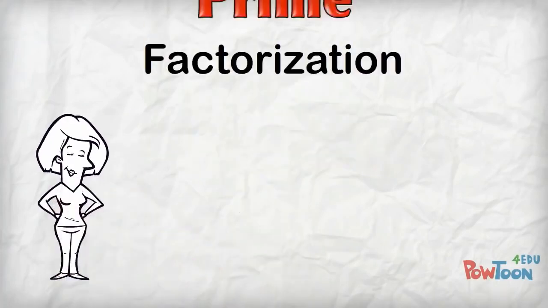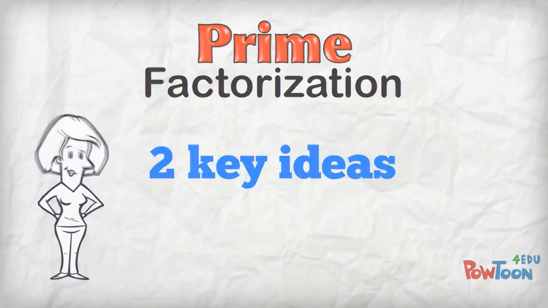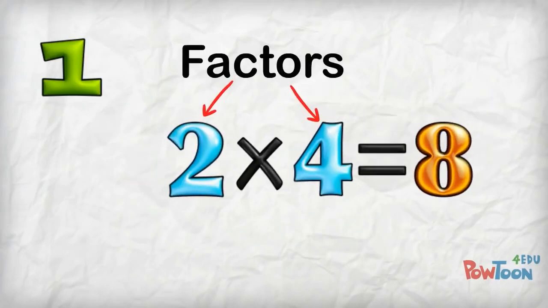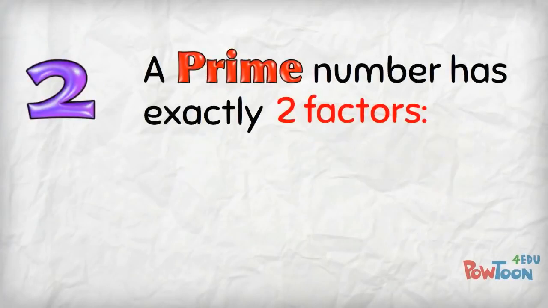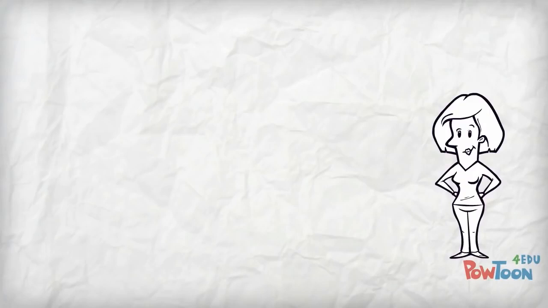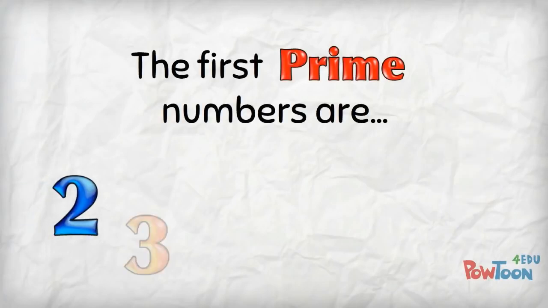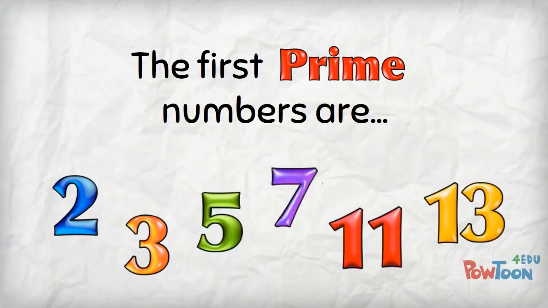Before we get into prime factorization, there are two key ideas to review. First, that factors are the numbers you multiply together to get another number as the product. Second, a prime number has exactly two factors, 1 and itself. And since you've worked with prime numbers before, you should remember that the first few prime numbers are 2, 3, 5, 7, 11 and 13.